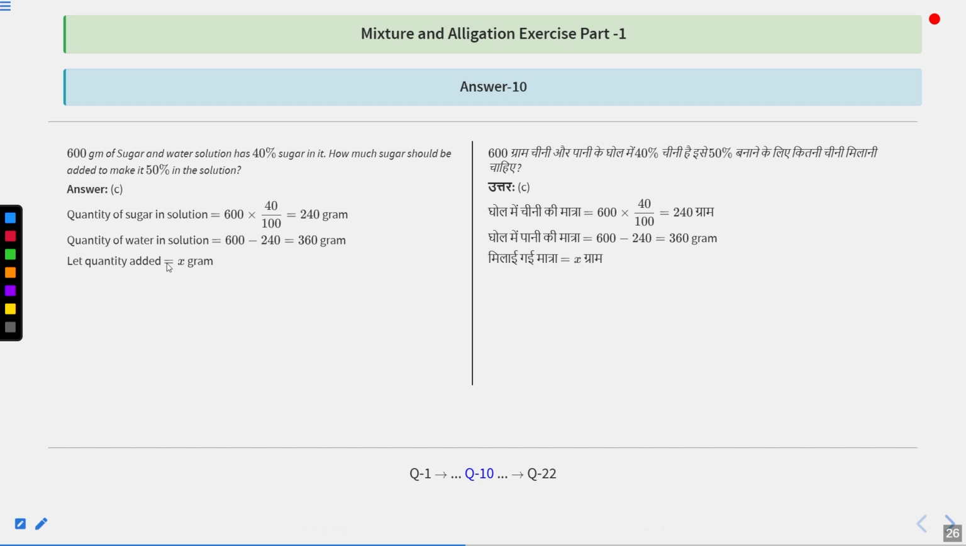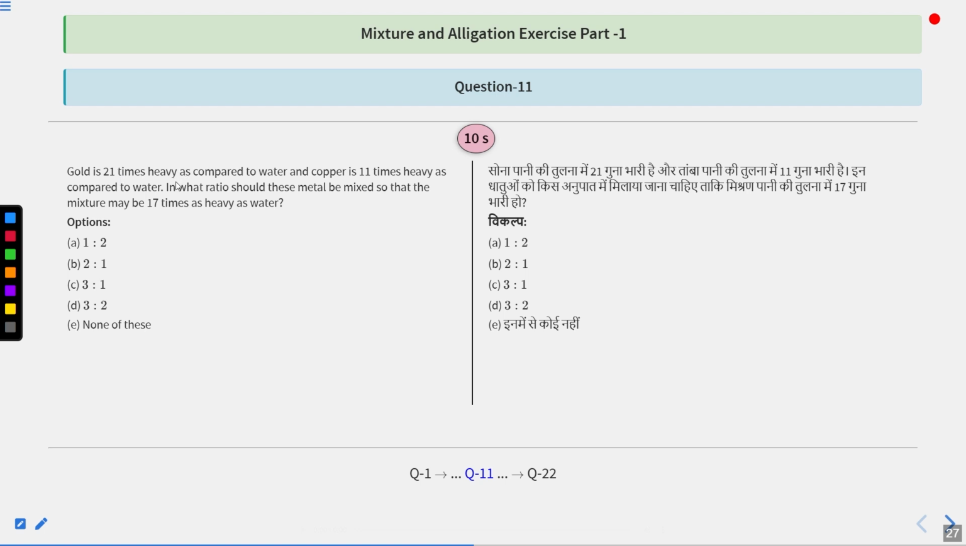Now let the quantity added be x grams. Clear? x grams of sugar should be added. So (240 plus x) upon 360 is equal to 1 ratio 1, because it says 50%. So 50% means 1 by 1. Now we can calculate x equals 120 grams. So if we add 120 grams of sugar, then the ratio of sugar and water in the solution becomes 1 ratio 1. Next one.